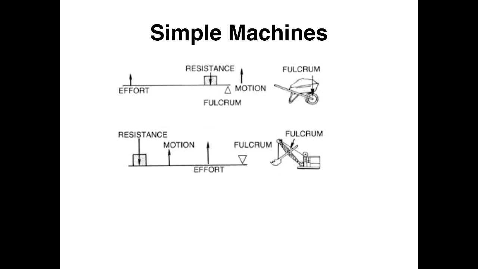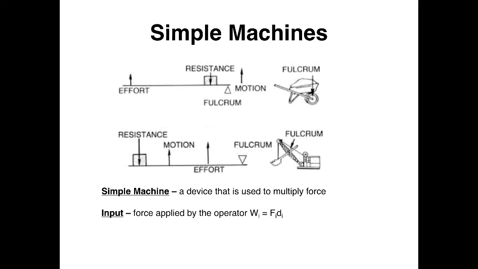This diagram looks at a couple of different machines. These are two examples of a lever. And again, as I said, a simple machine is anything that multiplies force. When you're talking about multiplying force, you have to think in terms of the input force that you put in and the output force that comes out of the machine. And since the work in and the work out have to be the same, the force times the distance input has to equal the force times the distance output.